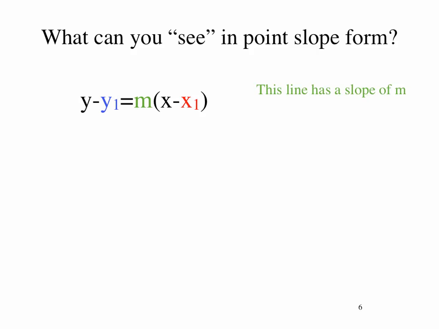This line has a slope of m. That number out in front of the parentheses, that's the slope. And this line includes the point (x1, y1). We know one point on that line.